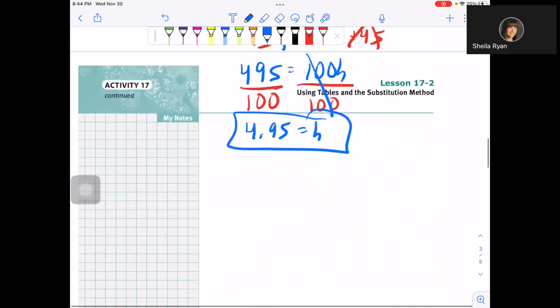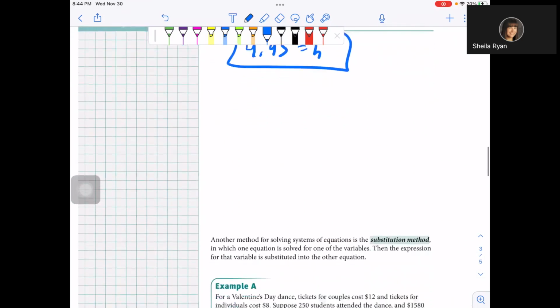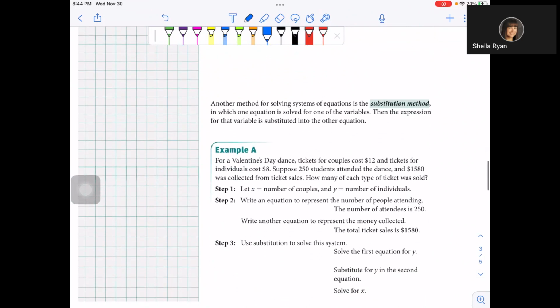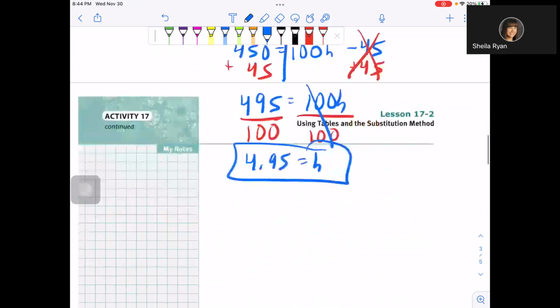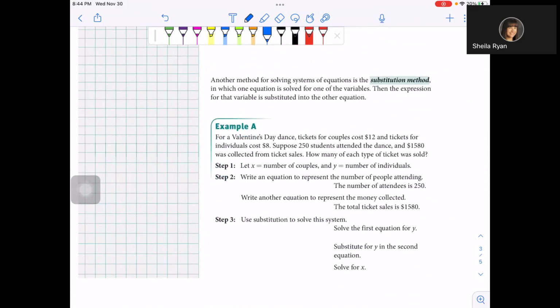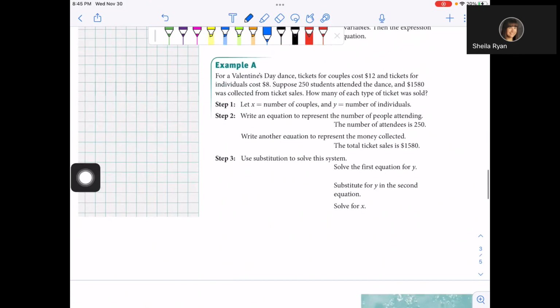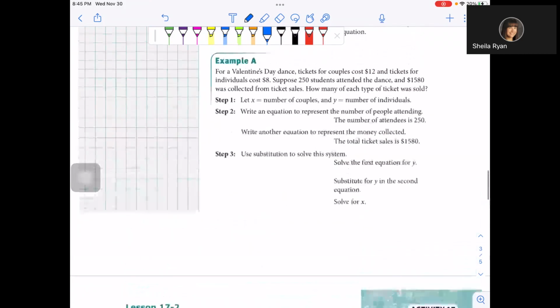Then, let me see, did they just stop there? Yes, okay, so they just stopped the question there. All right, so they're naming that method now. Another method for solving systems is the substitution method. It's actually what we just did. One equation is solved for one of the variables, then the expression for that variable is substituted into the other equation. So we're not going to focus too much on the writing of the equations. I'm just going to really focus on how to solve it.